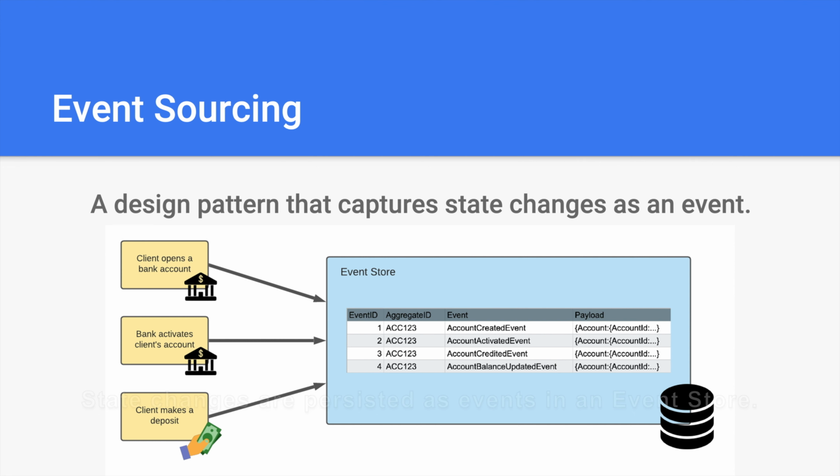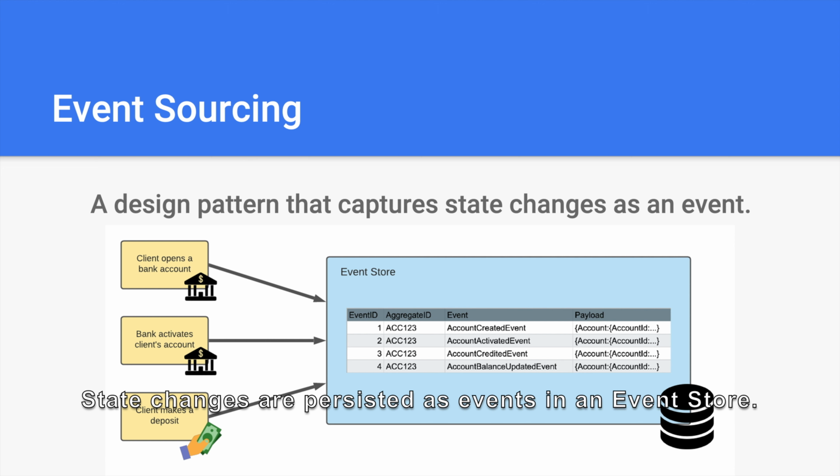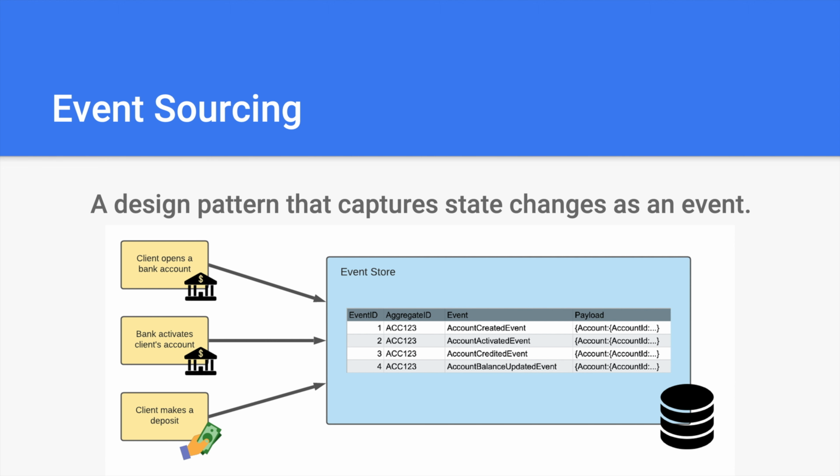But in event sourcing, we store every bit of these state changes, when the account was created, when it was activated, when the client deposits to his account, and so on, as events in the event store. The event store is a database platform of your choosing, and it could be an RDBMS or NoSQL, where we persist these events. These events are appended in the event store with a unique global identifier and an aggregate ID to determine which instance of an aggregate a certain event belongs to.